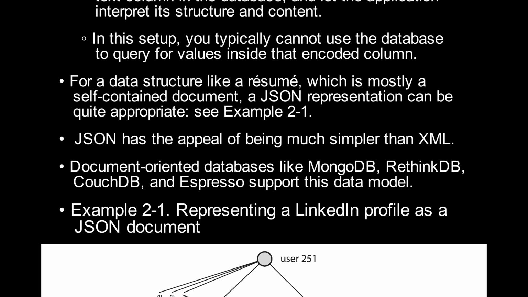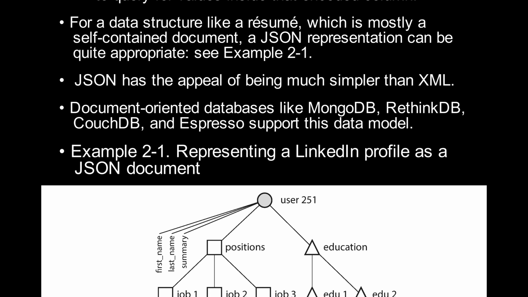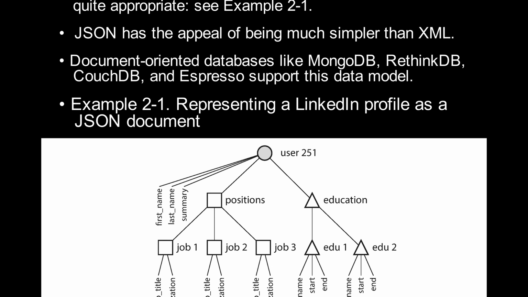Example 2-1, representing a LinkedIn profile as a JSON document. Figure 2-2, one-to-many relationships forming a tree structure.